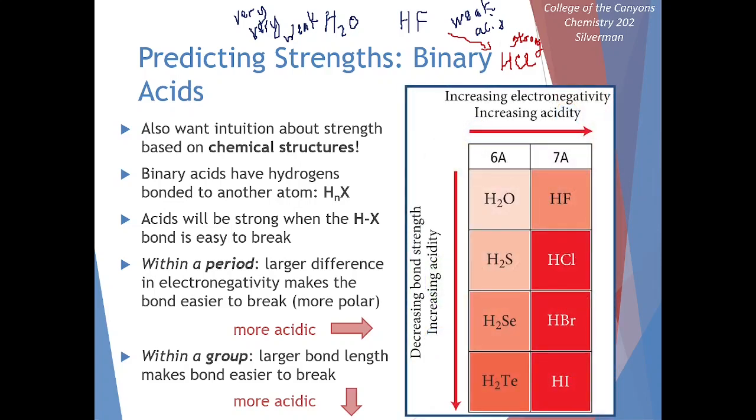Here are those results. Left to right, we need to compare electronegativities. Up and down, we need to compare atomic radii, at least for our binary acids, where hydrogen is directly attached to just a single other atom.